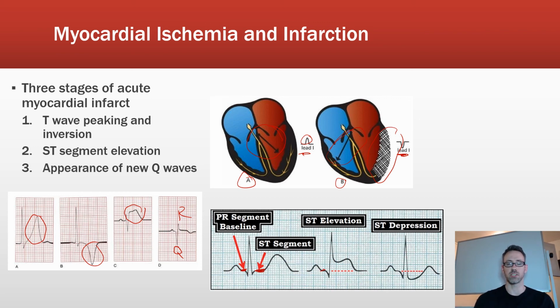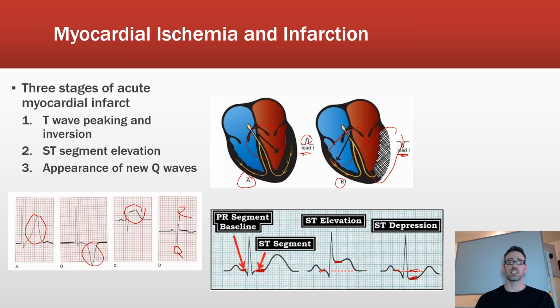Over here, though, here's our PR segment. It should be where the red dotted line is, but instead it's elevated to here. So that's our ST elevation, which indicates an infarction. And then over here, here's where it should be, and it's below that level. Now, since it's below the baseline, we call that an ST depression. So an ST segment depression usually indicates ischemia.